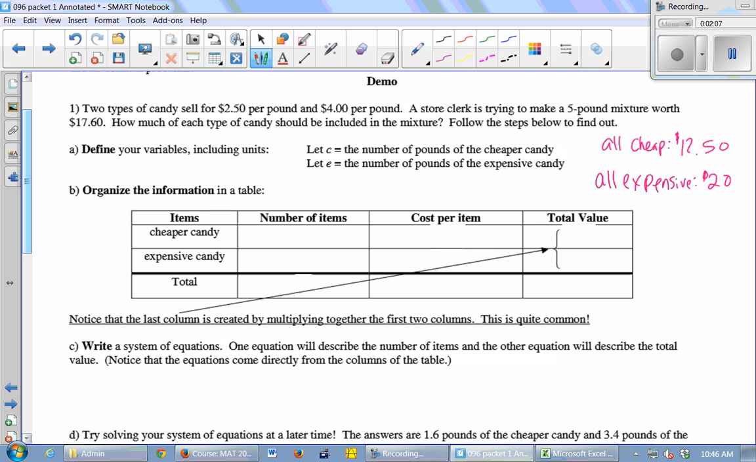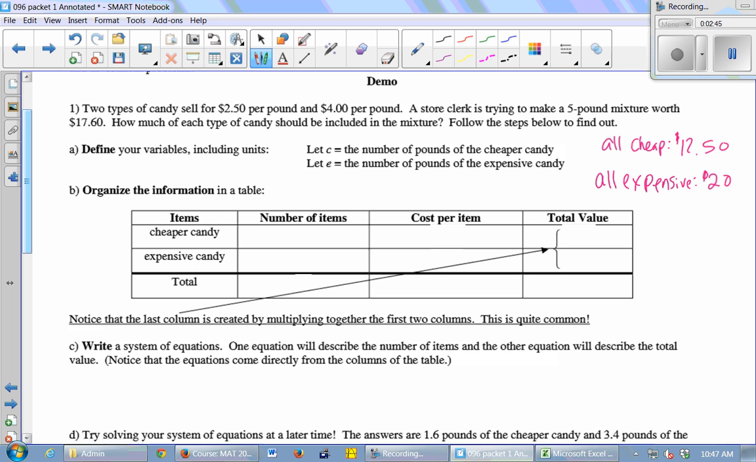So does it kind of make sense that the person who owns this candy store could build some kind of mixture where he'd take some of the cheap candy and some of the expensive candy, and 5 pounds would cost $17.60. He's going to be bound to the $17.60. His goal is to make a mixture that he can sell a 5-pound bag of for $17.60. And it seems possible because $17.60 is somewhere between all cheap and all expensive, right? So we can sort of pull some of each and make a mixture that would cost $17.60.